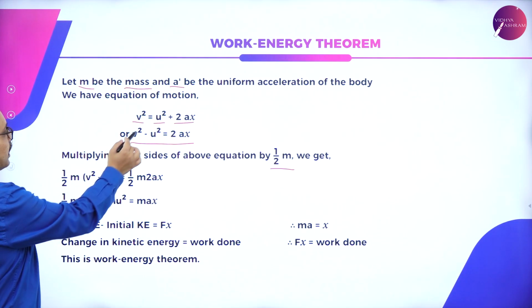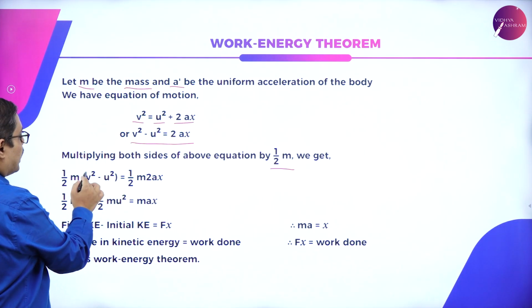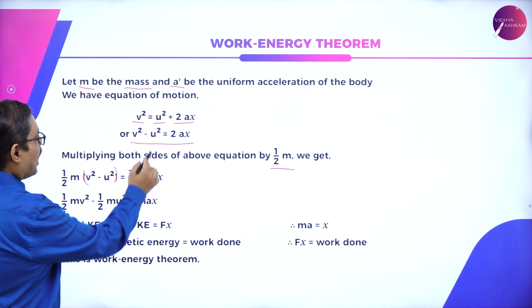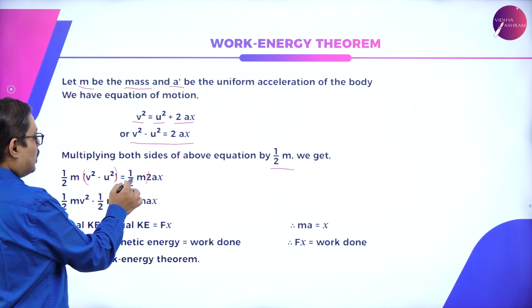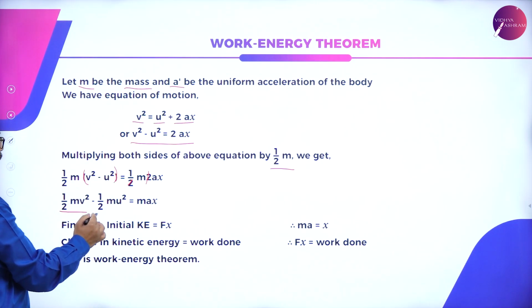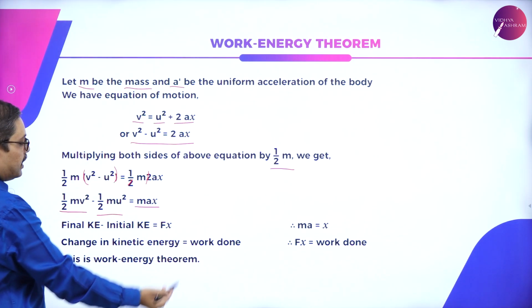Half mv square minus half mu square. I have taken half m common: v square minus u square equals half m into 2ax. Please note this half gets cancelled. I'll open up the bracket. Half mv square minus half mu square equals max.